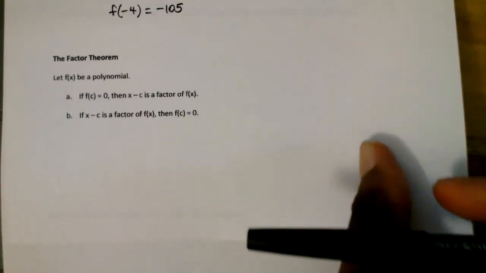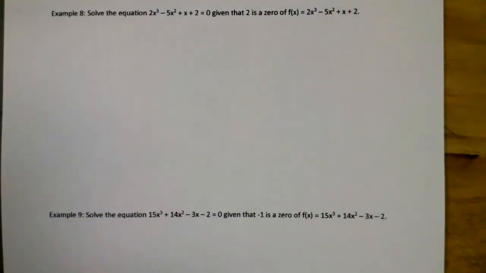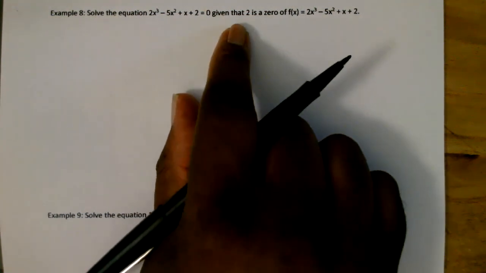All right, so now we've got a couple of examples that we're going to look at using the factor theorem. Let's say we want to solve the equation 2x cubed minus 5x squared plus x plus 2 equals 0. And we're given that 2 is a 0 of the function f of x equals 2x cubed minus 5x squared plus x plus 2. Well, if 2 is a 0 of that function, that means f of 2 has to be equal to 0.